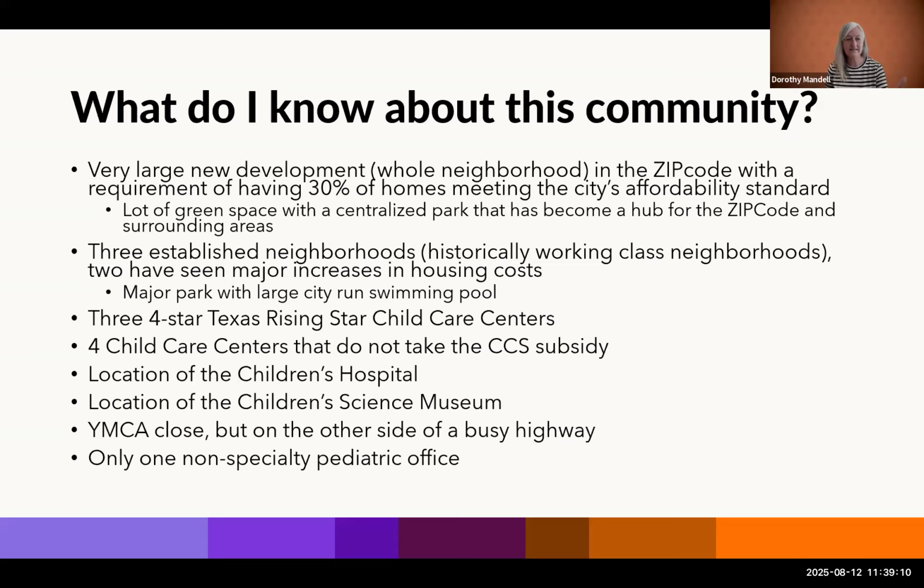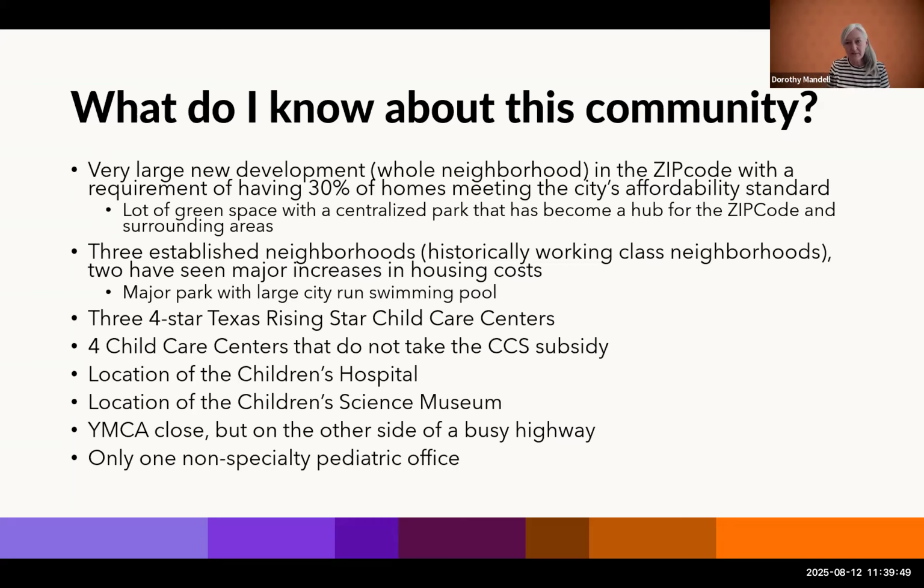The interesting thing is the city owned this land. So the city put a standard that 30% of the homes in this new development have to meet the city's affordability standard, which the city changes based on the median income. There's lots of beautiful green space in this new neighborhood, a centralized park, and it's really become the hub of the zip code. People walk there all the time, people run through there, take their dogs. There's an ice cream man. My kids love to go there, and also a farmer's market.